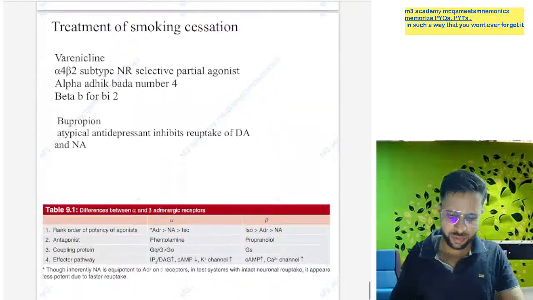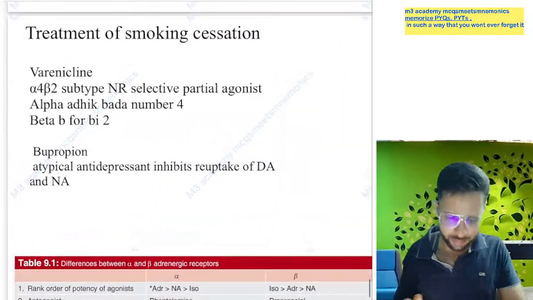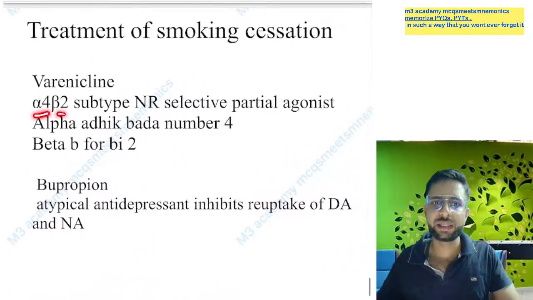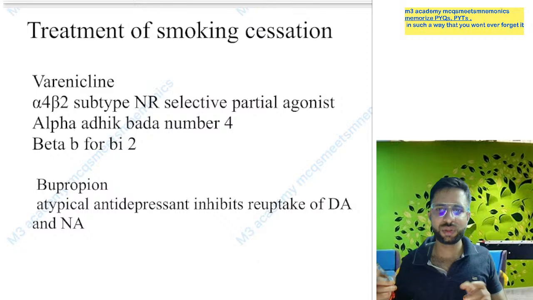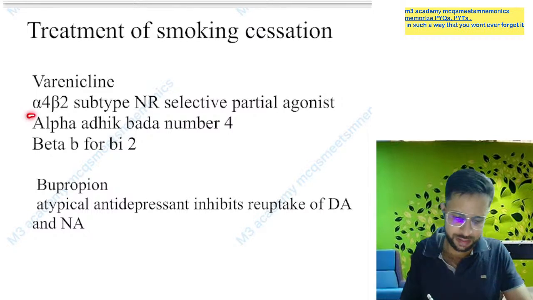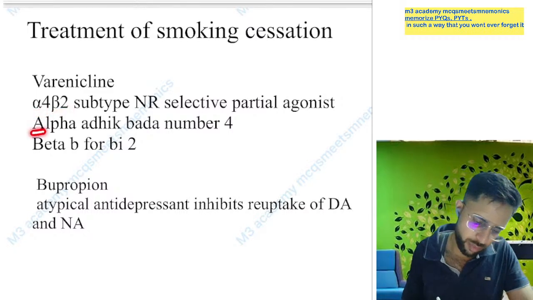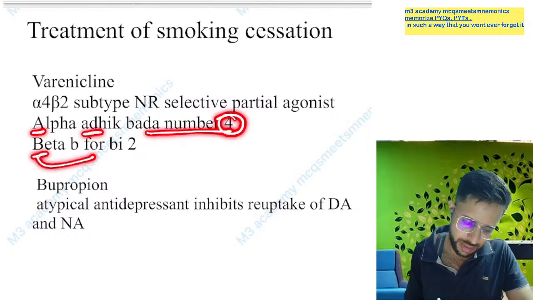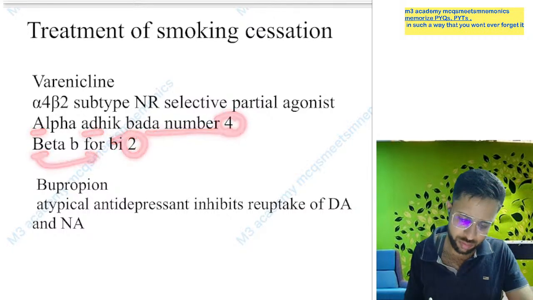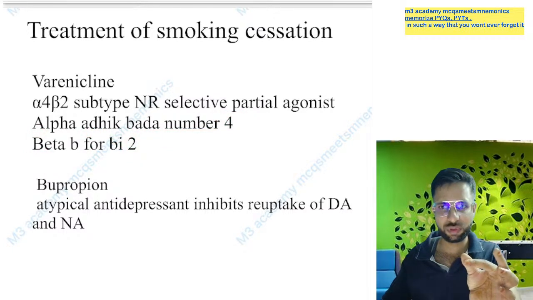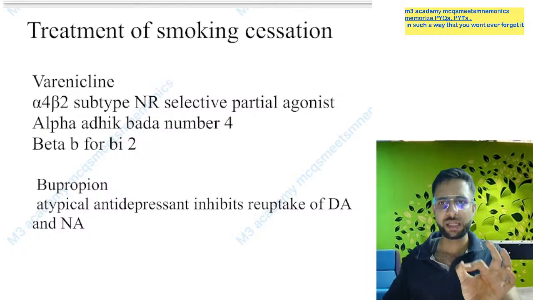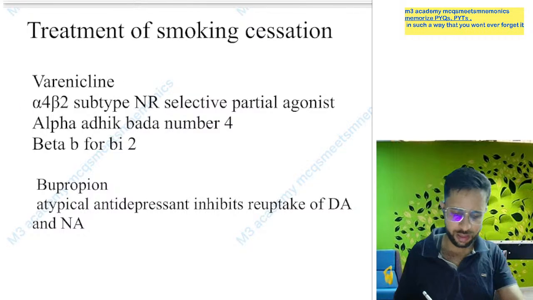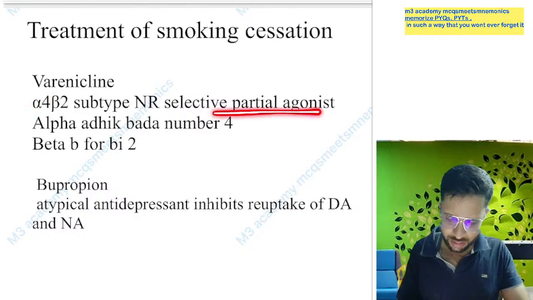Now, treatment of smoking cessation, a question already asked in NEET PG. Varenicline. Varenicline blocks which receptor? Alpha 4 and beta 2. In examination they can change it to alpha 2, beta 2, alpha 1, alpha 3, anything. So here remember alpha 4 and beta 2. How can you remember? Alpha is A, the first letter, so the bigger number 4 comes with alpha, and beta B is the second alphabet, so 2 goes with beta. Alpha 4 beta 2 selective partial agonist.